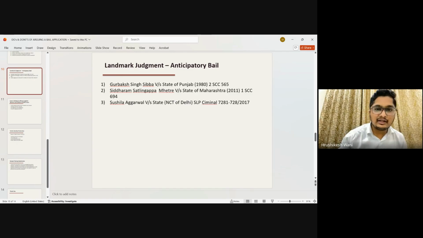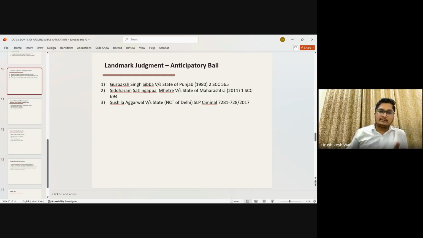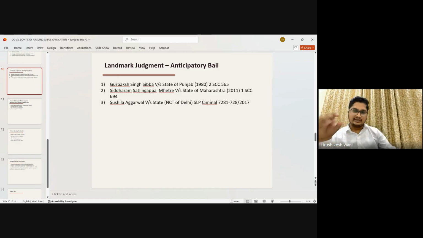Anticipatory bail landmark judgments. The first landmark judgment regarding anticipatory bail was Gurbaksh Singh Sibbia versus State of Punjab. I have given the citations of these judgments also. You can get them from the internet. You can note these judgments down, and you should read them. If you are a practicing advocate, it is very important that you go through Arnesh Kumar, Satyendra Kumar Antil, and Gurbaksh Singh Sibbia versus State of Punjab.